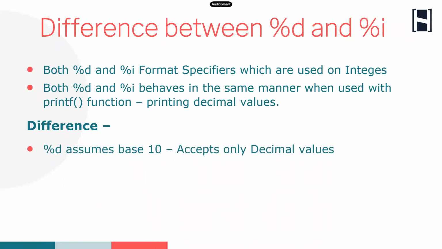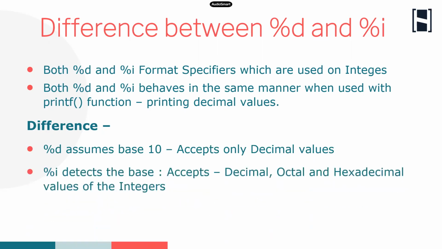The main difference between percentage d and percentage i: percentage d is for decimals. It can accept only decimal values. I already told you the difference is in the scanf function. When you are using printf, both behave in the same manner. So we are not talking about that. We are talking about scanf, that is, when I am going to read the value and store it inside a variable. So percentage d can accept the value only in the decimal system. If I give the value as octal or hexadecimal, it is not able to read the value.